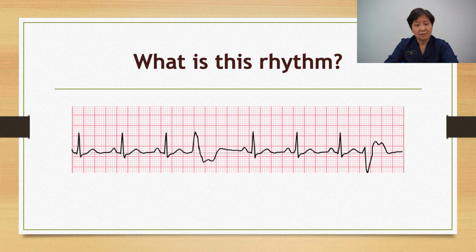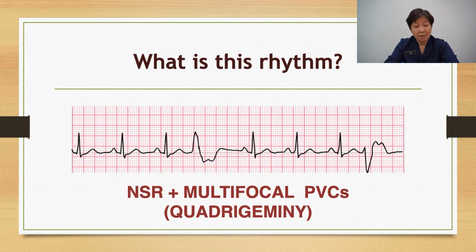Can you see the broad QRS between here? Is it identical like just now? No, it's a different configuration. Okay, one up and one down. This is what we call multifocal PVC. But at the same time, can you see over here, you have three sinus beats followed by one PVC. Three sinus beats followed by one PVC. So this is what we call quadrigeminy. It is multifocal PVC, but the pattern is quadrigeminy.